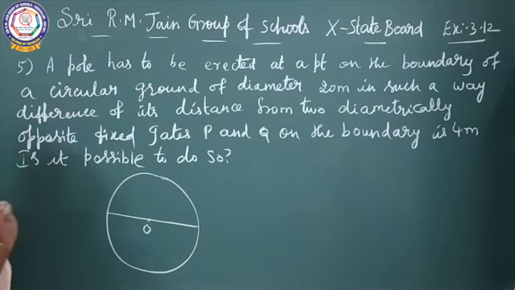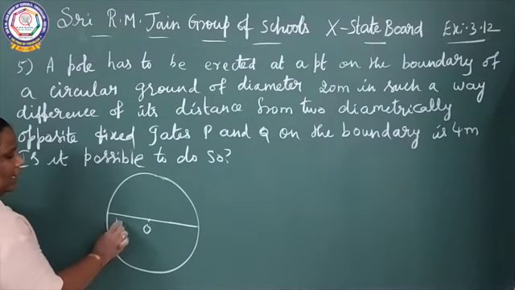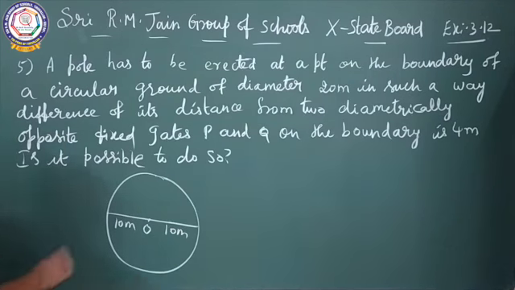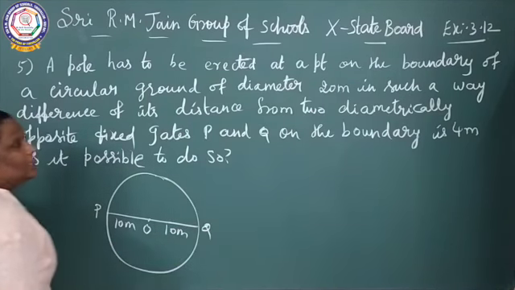I can mark the center point as O. This is 10 meter and this is 10 meter, the diameter is 20 meter. So this is P and I can mark this as Q.